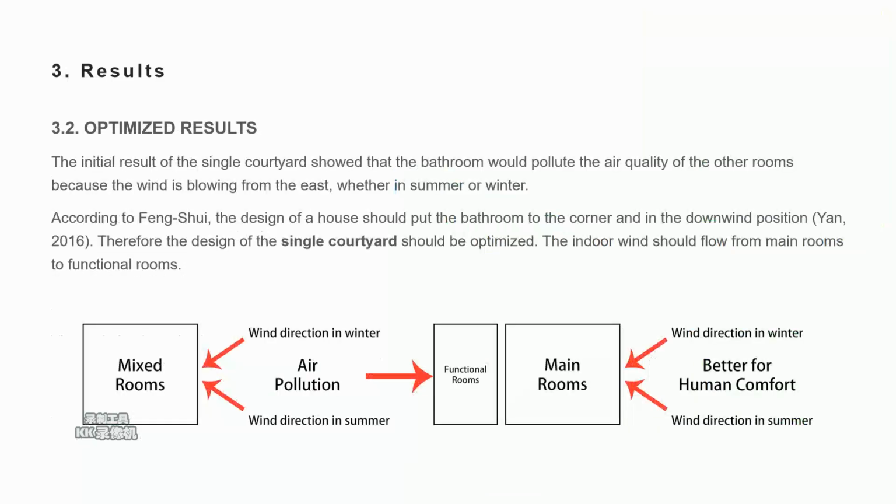And for the single courtyard, the initial result shows that the bathroom will pollute the air quality of the other rooms, because the wind is blowing from the east, whether in summer or in winter. According to Feng Shui, the design of a house should put the bathroom in the corner and in the downwind position. Therefore, the design of the single courtyard should be optimized. The indoor wind should flow from main rooms to functional rooms. So, as the picture shows, after optimization, we got a better human comfort environment.